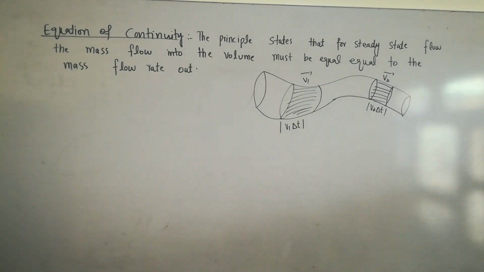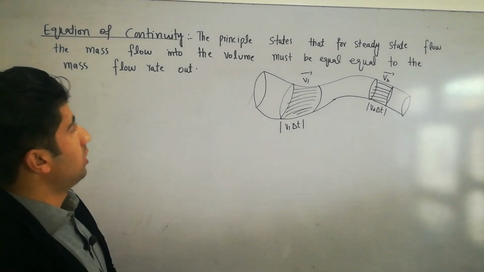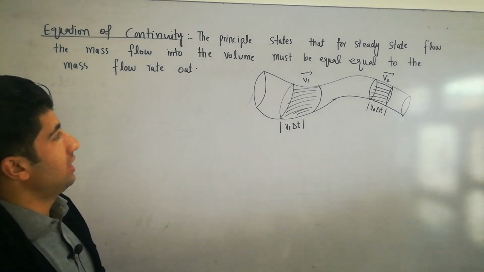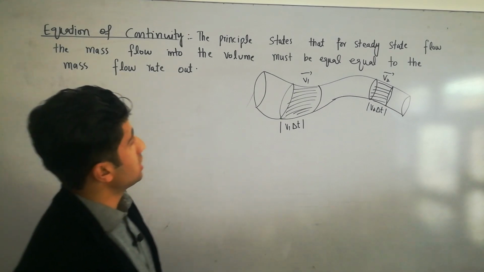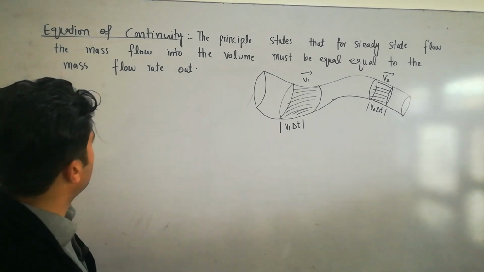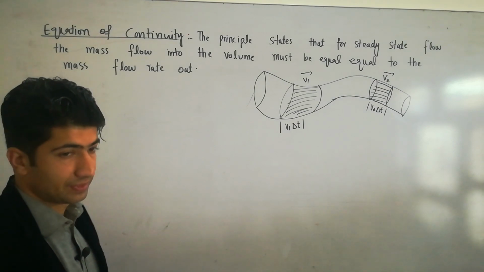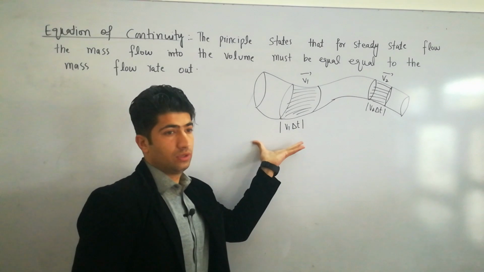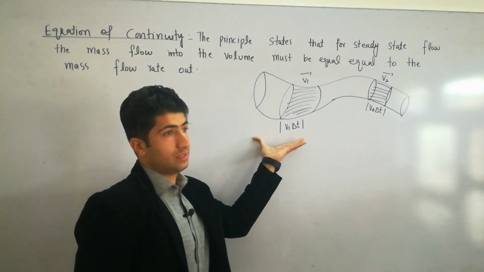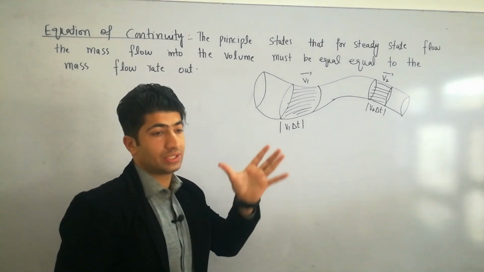Equation of continuity. What is the equation of continuity? The principle states that for a steady state flow, the mass flow rate into the volume must be equal to the mass flow rate out. What does it mean? It means that if you consider this pipe, this pipe has a non-uniform cross-sectional area.